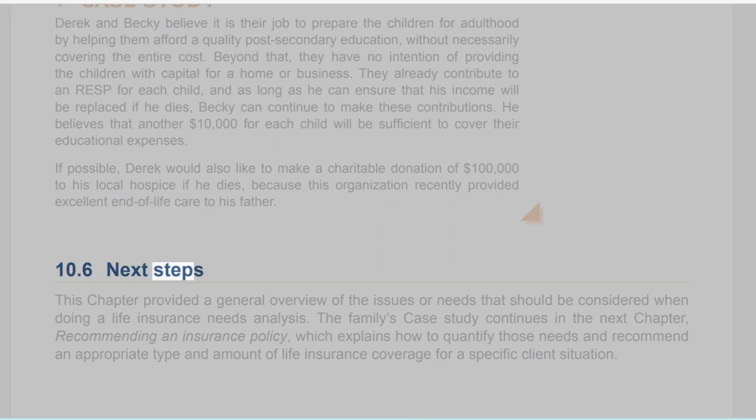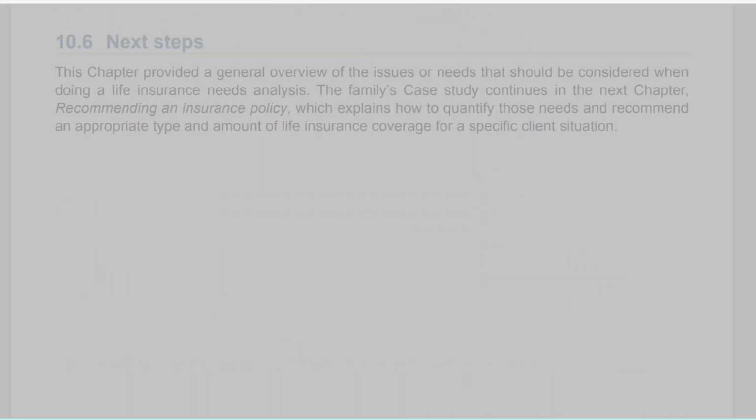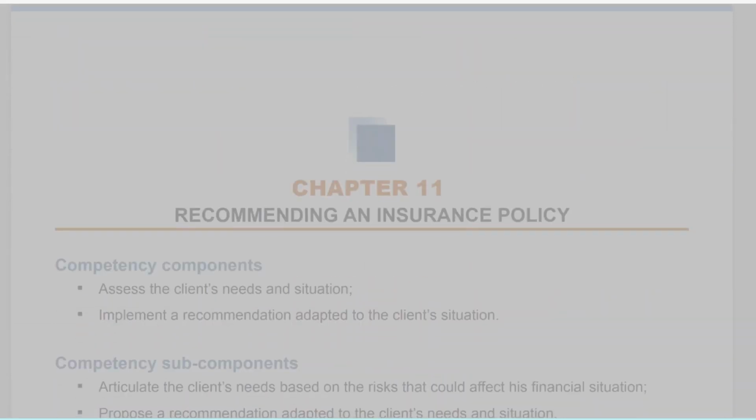10.6 Next steps. This chapter provided a general overview of the issues or needs that should be considered when doing a life insurance needs analysis. The family's case study continues in the next chapter, Recommending an Insurance Policy, which explains how to quantify those needs and recommend an appropriate type and amount of life insurance coverage for a specific client situation. Chapter 11, Recommending an Insurance Policy.